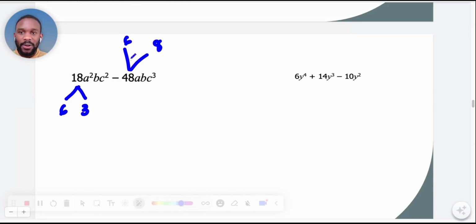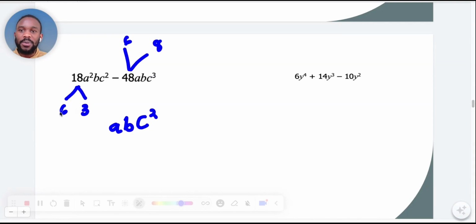Now let's look at the unknowns. The trick is the lowest exponent of the unknown. A, here we have a squared and a. So you factor out a. Good. B and b. So you factor out b, common. C squared and c cubed. You factor out c squared.